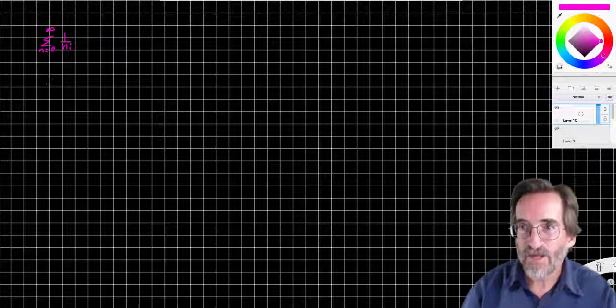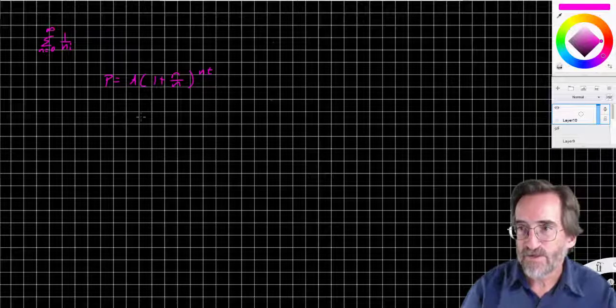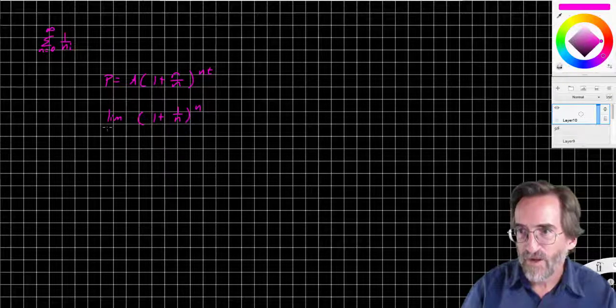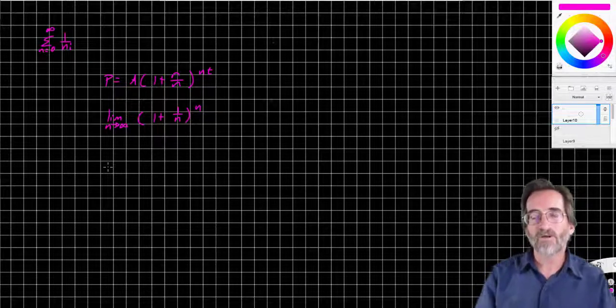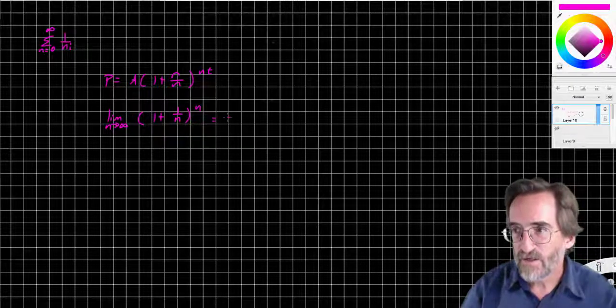But it comes into economics as well. You may be familiar with the compound interest formula, A times 1 plus r over n, to the nt. There's a part of this that actually works out to the value e: 1 plus 1 over n, to the n, the limit as n goes to infinity. In other words, as the number of compounding periods goes off to infinity, we actually get e.